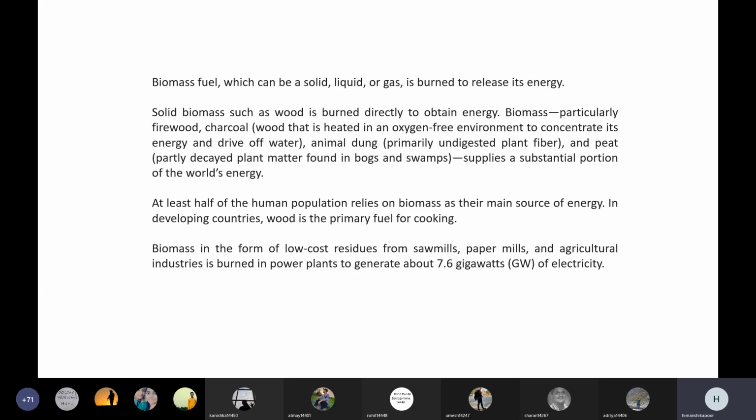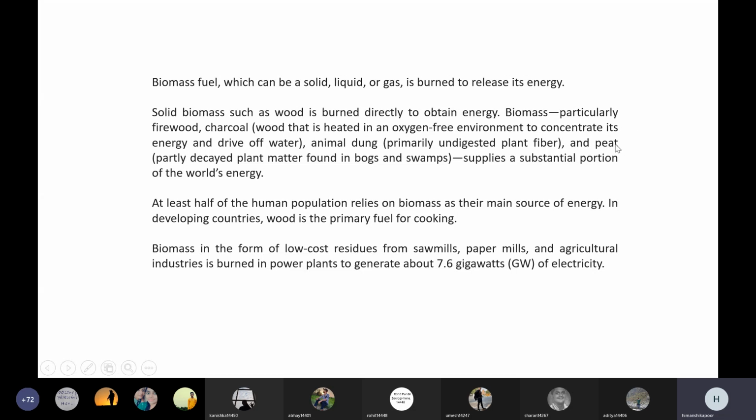So solid biomass is the wood form, or maybe what you are getting as crop waste, wood chips, sawdust, everything is the solid form of biomass. Clear? Yes, ma'am. And animal dung is also a part of solid biomass fuel. And likewise, we also have peat. So it is a primitive plant, lower plant, which is a fern, and it grows in marshy areas. So this is also an excellent source of biomass fuel.